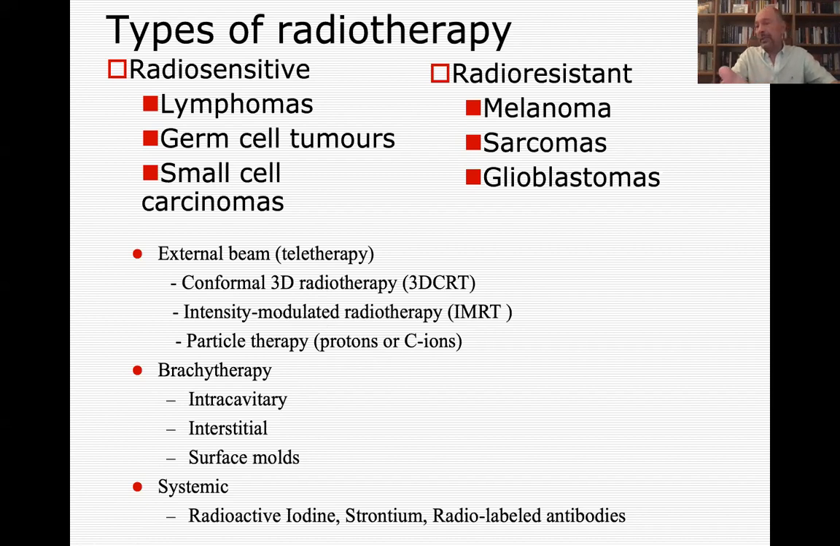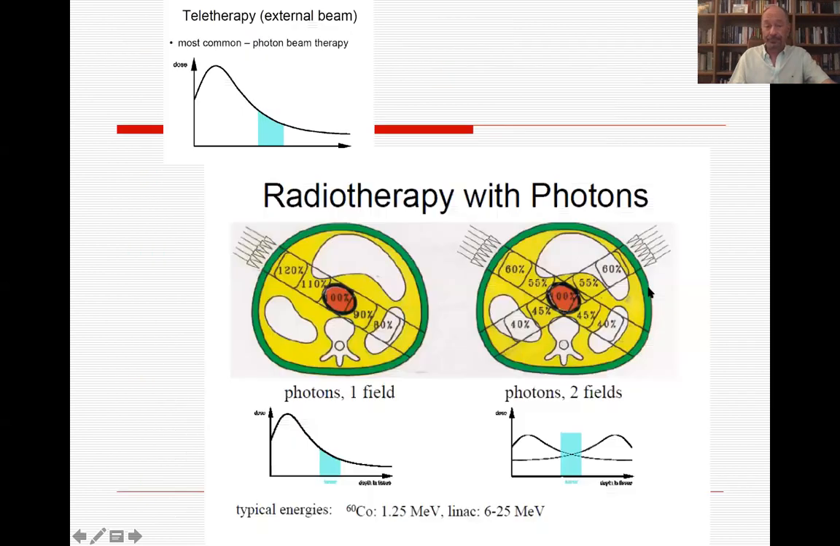And systemic therapy, where instead you use, for example, radioactive iodine or strontium that goes to the bone, or radiolabeled antibodies. This is radiation that goes a little bit everywhere in the body for doing what is known as targeted therapy. In this course, we will not talk about brachytherapy and systemic radiotherapy, which are very interesting, but these are for the medical physics course. We will only say a few things about teletherapy.